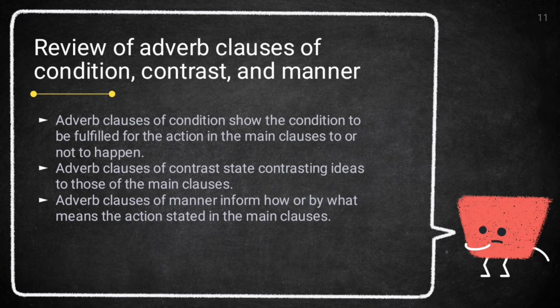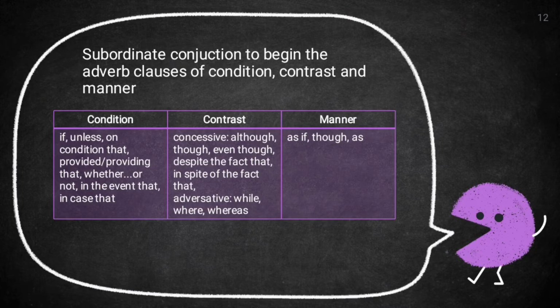And here are the subordinating conjunctions that can be used in adverb clauses of condition, contrast, and manner. In adverb clauses of condition, you can use the subordinating conjunctions if, unless, on condition that, provided or providing that, whether or not, in the event that, and in case that.